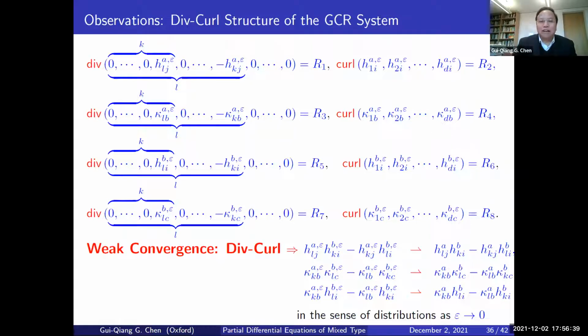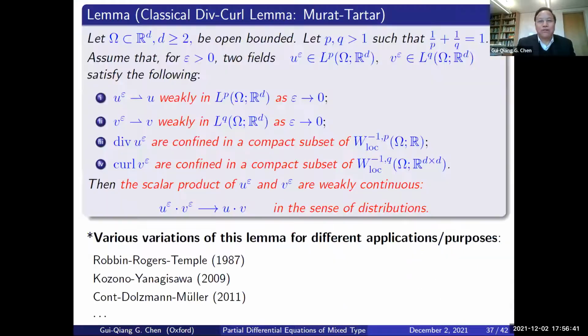Really, structure plays a role. This is just an example I give you, and it is related to the div-curl lemma, the classical div-curl lemma of Murat, Tartar. They talk about the solution. You have one sequence weakly converging in L^p, and another sequence in L^q.